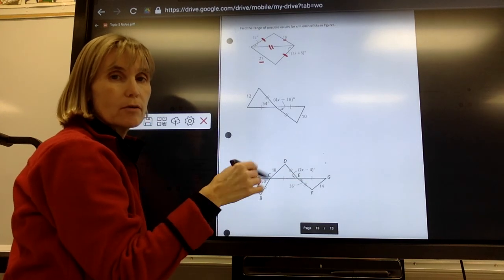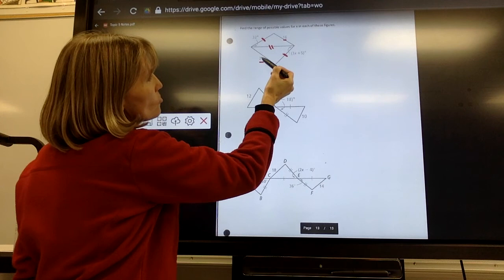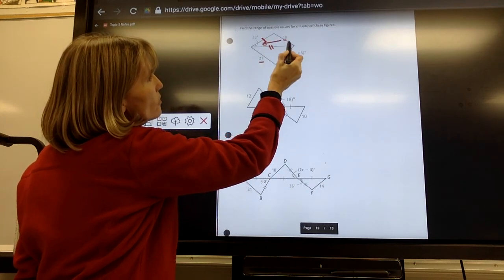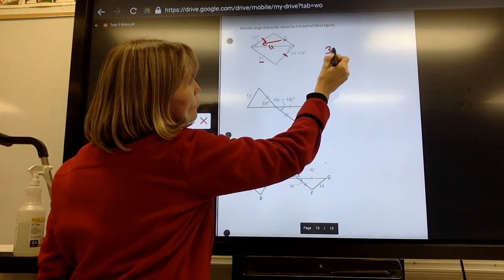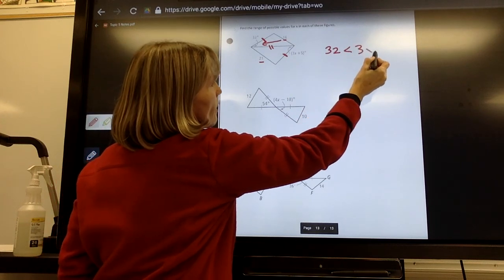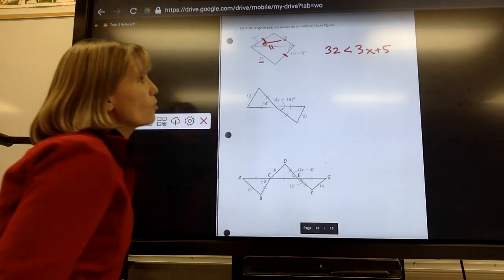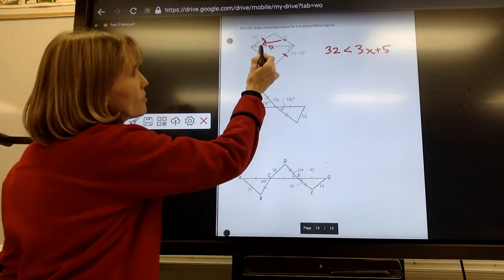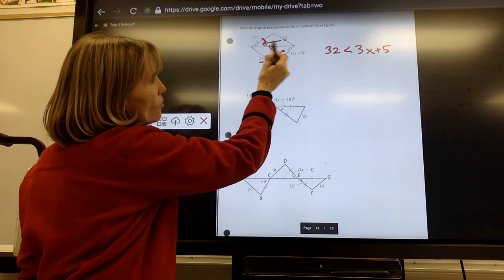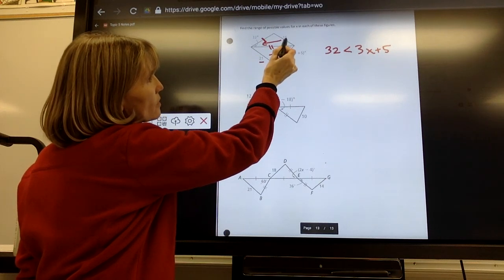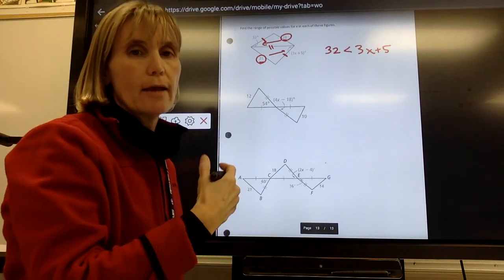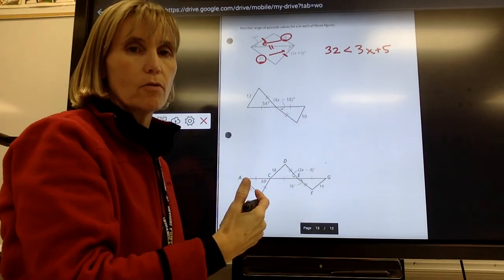We're going to be using less than or greater than. If I look at these two sides, this is smaller, right? So the angle across from it in the triangle, this 32 degrees, is going to be less than this angle, the 3x plus 5. I'm going to write an inequality. These are both representing angle measures. 32 is less because 16 is less than 21. You're always looking for the side across from the angle.